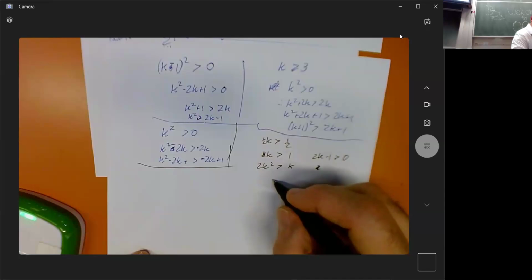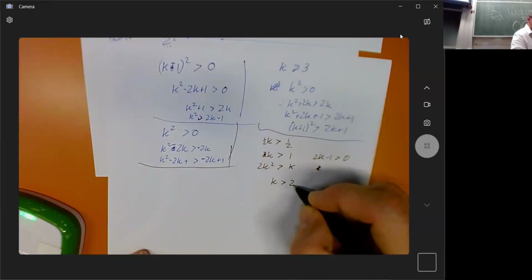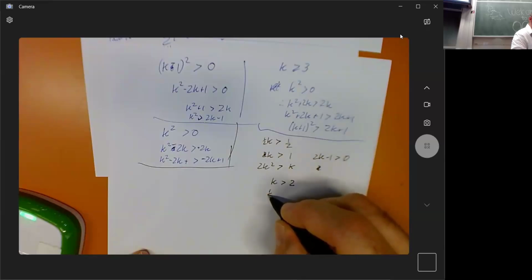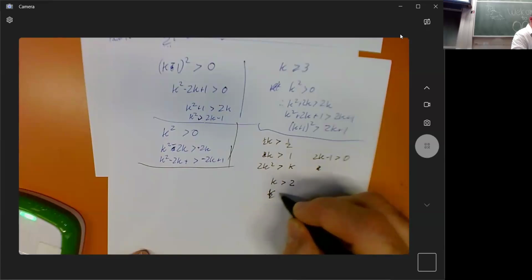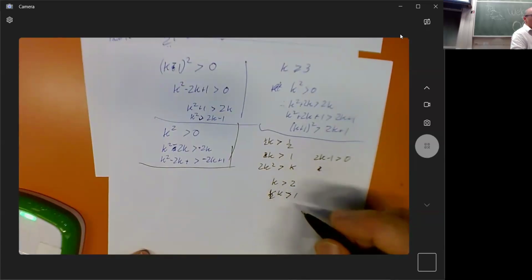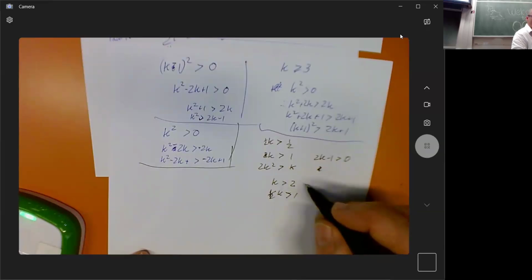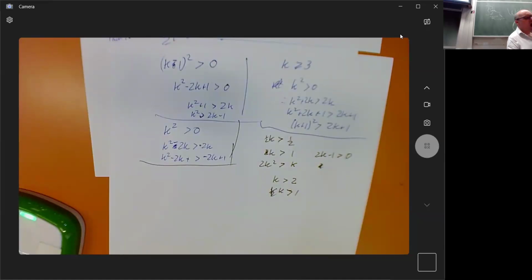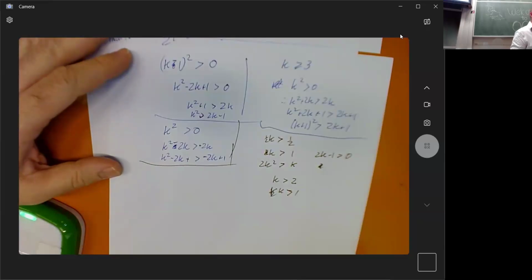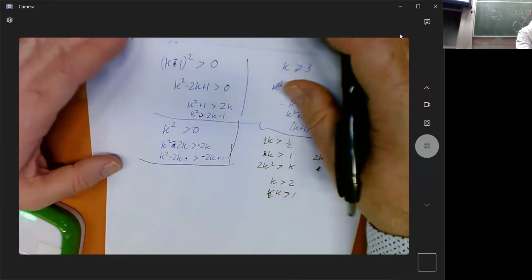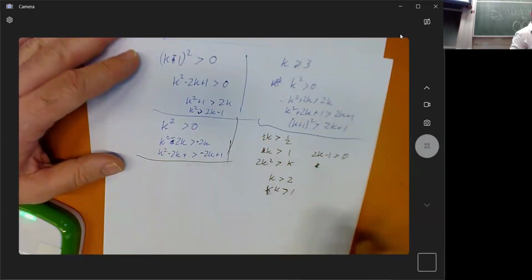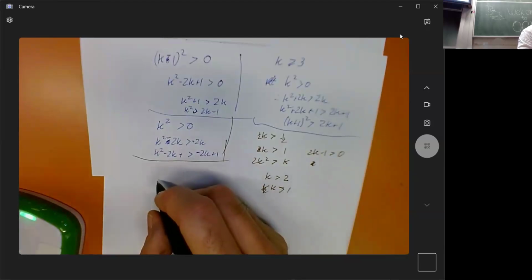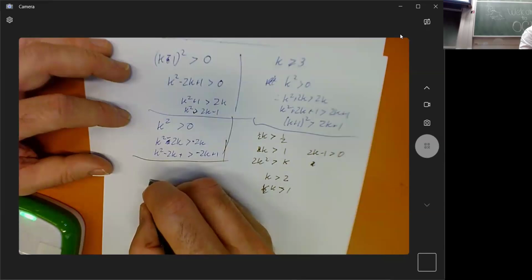All right, let's try a different one. Okay, greater than 2. So, okay, 1 on P times K is greater than 1. Times my P. Hmm, let's give this another go. There's got to be an easy way to do this.